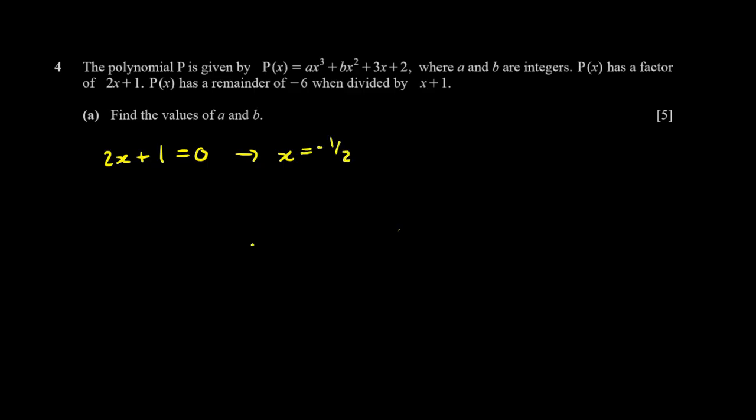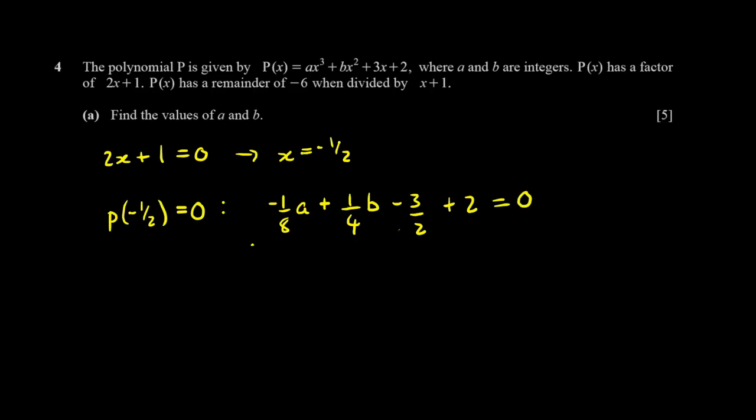Now, if the root is negative a half, that means that if we substitute negative a half into the polynomial, I should get 0. Okay, so let's just try that. I'm going to get a times negative a half cubed. Well, negative a half cubed is negative an eighth, so that's negative an eighth a, plus b times negative a half squared, which will be positive a quarter b, plus 3 times negative a half, which is negative 3 upon 2, plus 2 is equal to 0. Now, that's all going to be quite irritating to deal with, what with all those fractions. So what we're going to do is take the entire polynomial and multiply it through by 8 to get rid of all of those fractions.